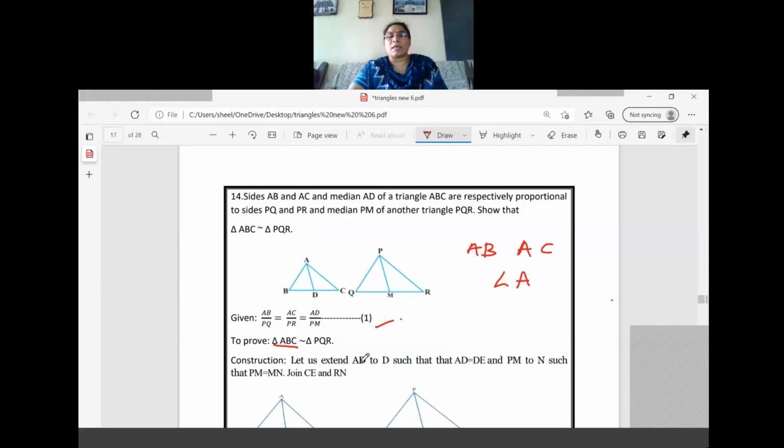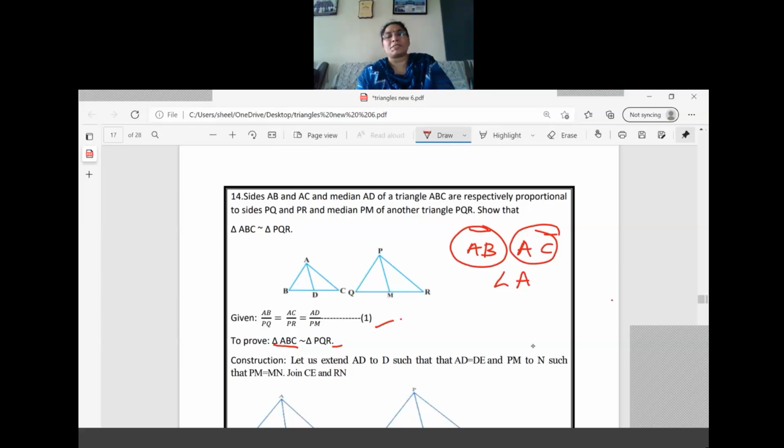So what we are having here: AB by PQ equal to AC by PR equal to AD by PM. For proving triangle ABC similar to triangle PQR, either we should get an SSS criteria or we should get an SAS criteria. If we are using SAS criteria, the included angle we should get. Already we got two sides, AB as well as PQ. The other side, PQ and PR, is given, so the included angle P we should get. Here we need angle A, that side we need angle P. But regarding angle, we don't have any information.